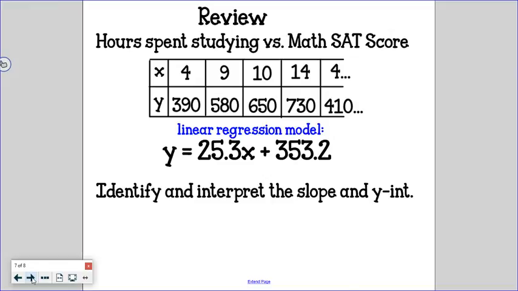You don't have to type anything in your calculator for this one. I just use the equation that's below it. So I didn't even give you all the data.